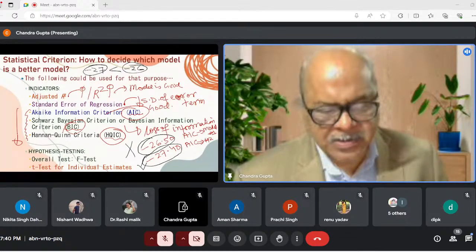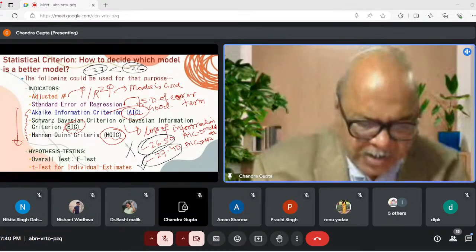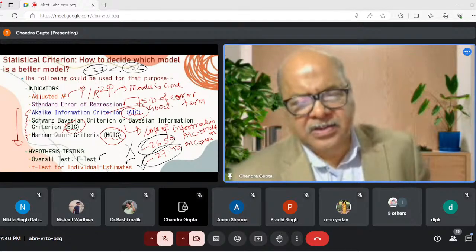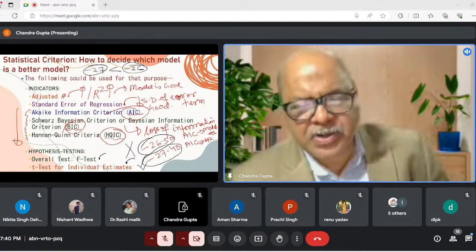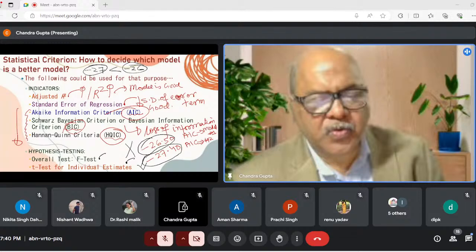And then we can have overall testing of the model, F test, and we can also look for individual significance of the variables by looking at the t test. So these are some of the statistical criteria which we use to test the goodness of the fit of the model.